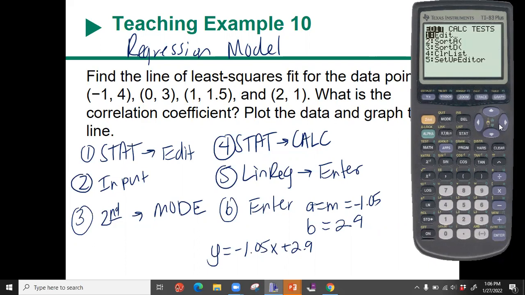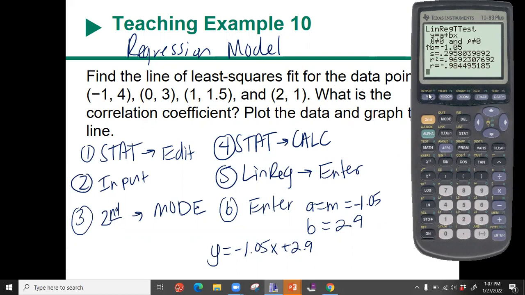All I did was go to stat, over to calc, and over to test, and I did the linear regression test. I hit enter, and it asks, do you want me to calculate? Yeah, I want you to calculate. Then scroll, and there's my R value. R is almost at -1, so therefore it's almost perfectly linear.